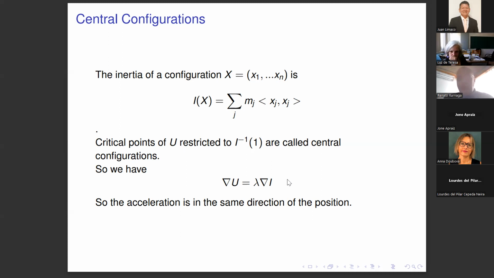So if you have a special configuration that satisfies this, and you just leave it alone with no velocity, this will just collapse to the center of mass.